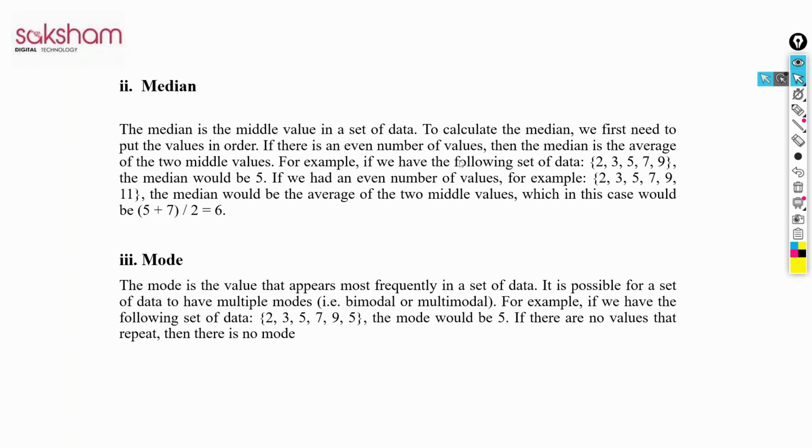For example, we have the following set of data. We take this example of data, and the median would be 5. Why 5? Because we have an odd number of data. We arrange this in order: 2, 3, 5, 7, 9. This is in ascending order. So our median value is 5 because our data is in odd form. So the middle value is our median value.